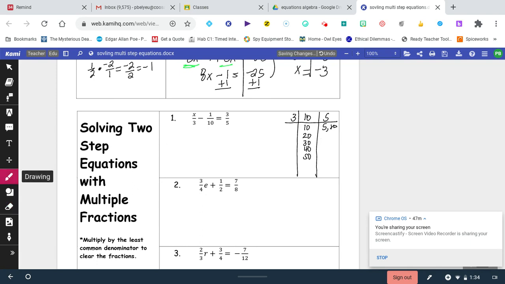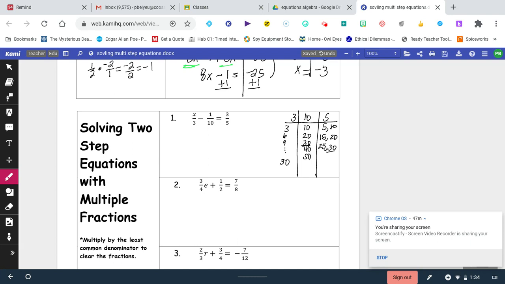So I'm just listing multiples: 5, 10, and then of course 15, 20, 25, 30. I see a 30 here and a 30 there. The question is, will I get to a 30 over here? Yeah, you're going to get to a 30, okay? You all probably already knew that beforehand.